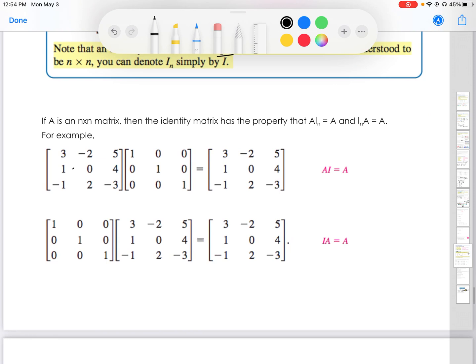So if A is an n by n matrix, then the identity matrix has this property that if I multiply by the identity, it should not change it at all. So I took some random matrix and multiplied it by the identity, and it's the same size. Notice there's 3 and 3 here, and I should get the same answer no matter what order I multiply in.